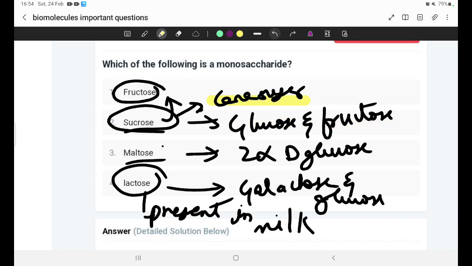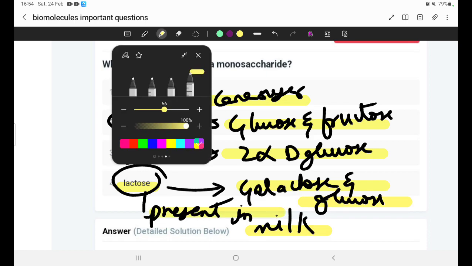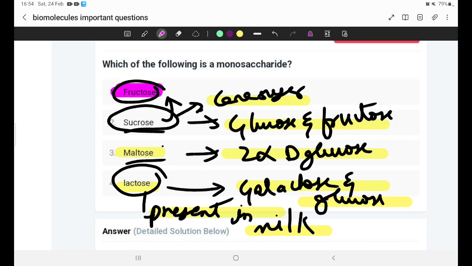It is a cane sugar. Here, inversion takes place. Glucose and fructose. I'll explain the inversion later. Now just focus on this one. Whenever you have maltose, it gives you 2 alpha D glucose. Whenever you have lactose, it gives you galactose and glucose, which is present in the milk. The right answer would be fructose, because that is the only monosaccharide. So even if you hydrolyze it, it won't give any simpler units, because it itself is a simpler unit.